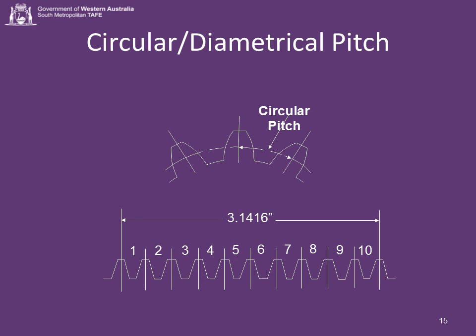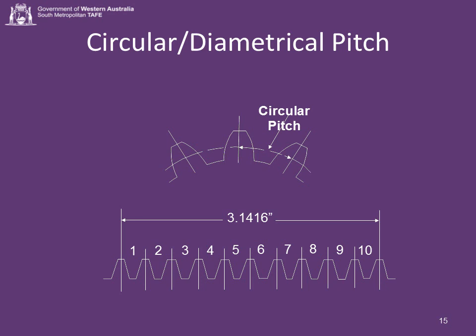Because the pitch line of a rack is a straight line, a measurement can easily be made along it. The slide illustrates that there are 10 teeth in 3.1416 inches. Therefore, the rack illustrated is a 10 diametrical pitch rack.